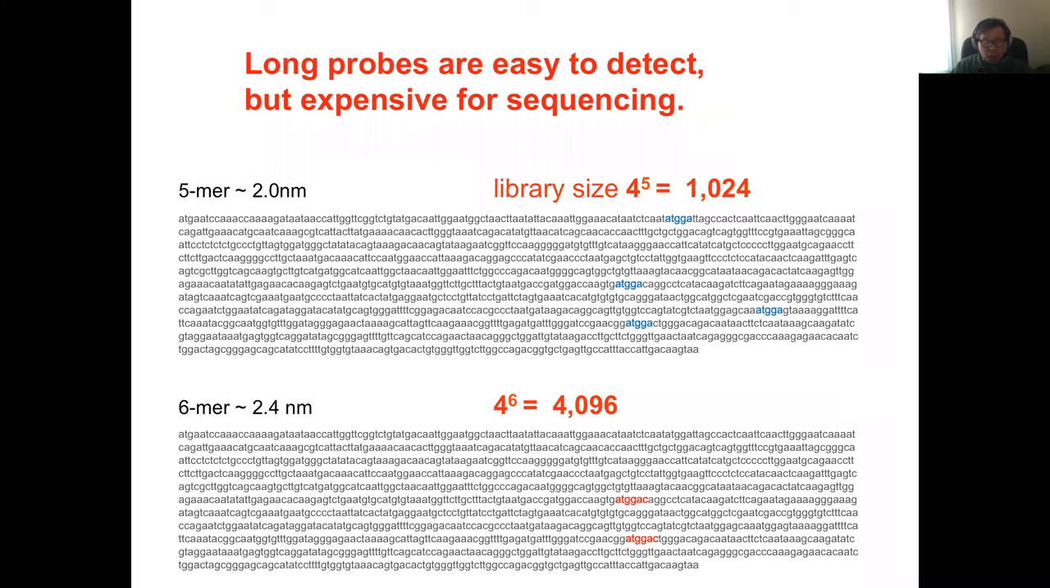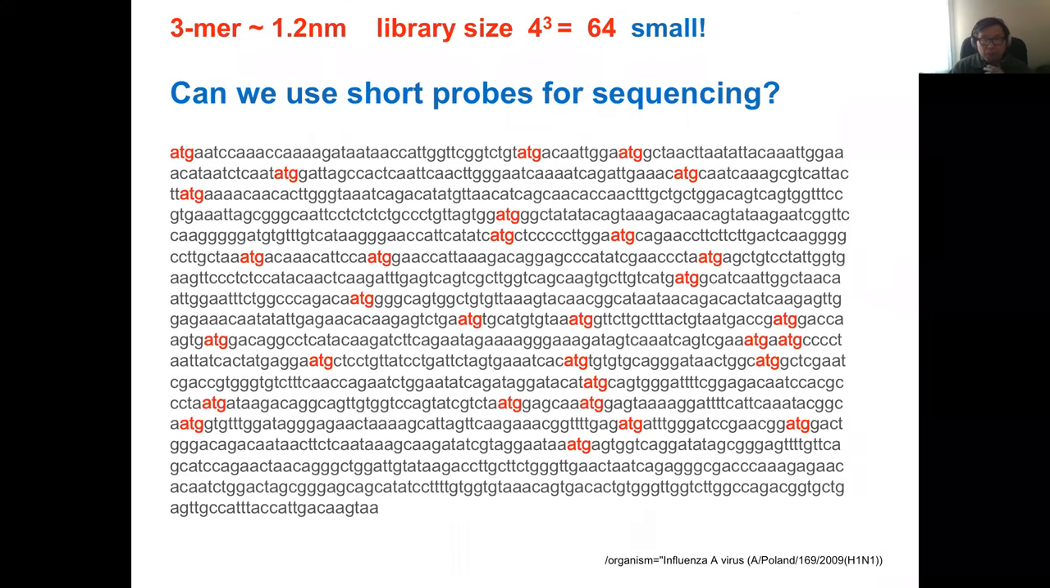oligonucleotides, shorter. Okay, so even for 6-mers, 4 to the 6 is 4,096. This is still a large number for nanopore measurement. If we have to measure 4,000 times, that would be too big. What I would prefer is to do it with 2-mers or 3-mers, which is about the smallest we can measure, about 1.2 nanometers. And then the library size is 64.